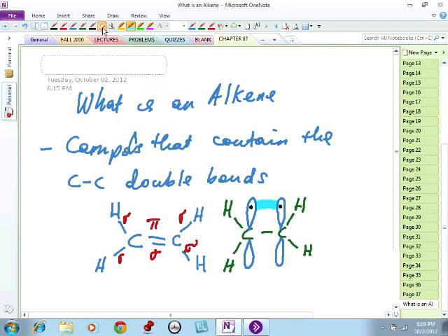Sorry about that. We now have the electrons. Think of those two electrons between the overlap of the two p orbitals; those two electrons are within that overlap region.